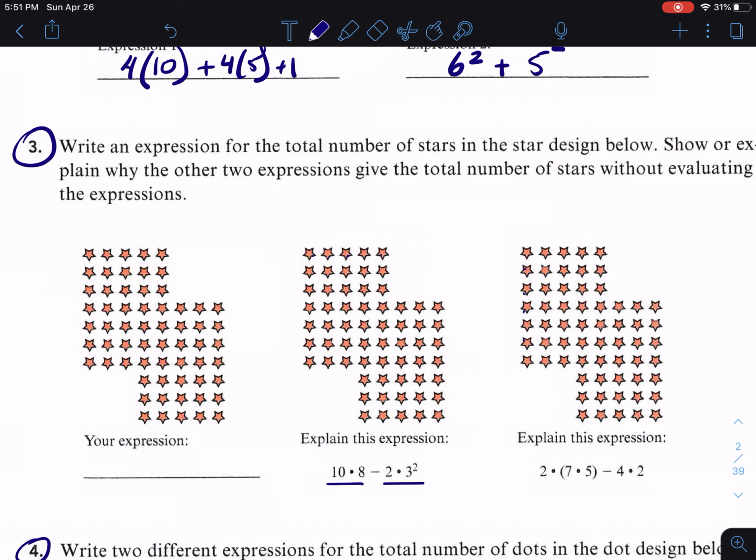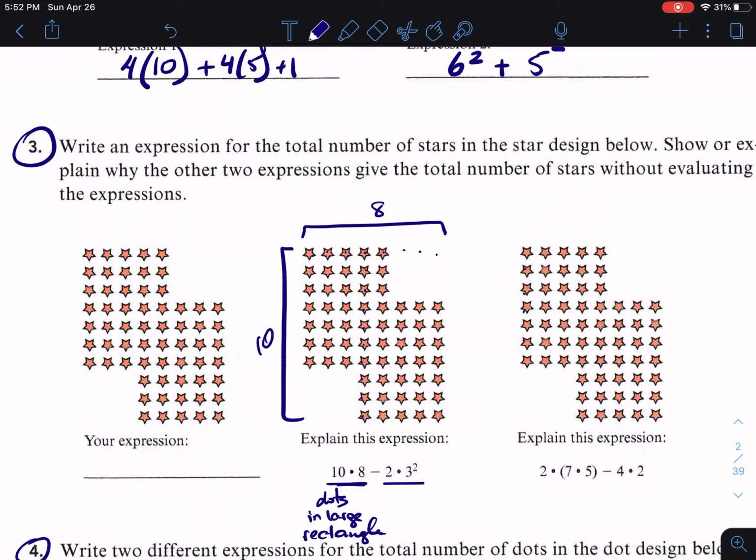Now, if I start counting, 1, 2, 3, 4, 5, 6, 7, 8. So I see that this is 8 wide. You can count the row in the middle if you'd like. And down it goes 1, 2, 3, 4, 5, 6, 7, 8, 9, 10. So this is the 10. So this 10 times 8 seems to be the number of dots, the dots in the large rectangle.